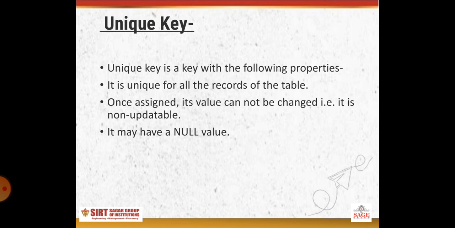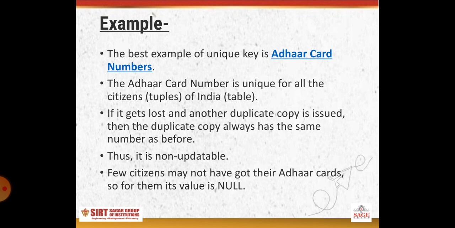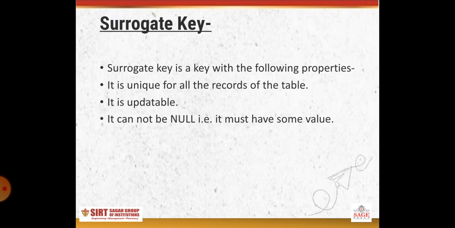Unique key. Unique key is a key with the following properties. It is unique for all the records. Once assigned, its value cannot be changed. It is not updatable and it may have a null value. For example, a unique key is the Aadhaar card number. Aadhaar card is unique for all the citizens of India. If it gets lost, another duplicate Aadhaar card is issued, and the duplicate copy always has the same Aadhaar number as before, and it is not updatable. Few citizens may not have got their Aadhaar card, so for them its value is null.